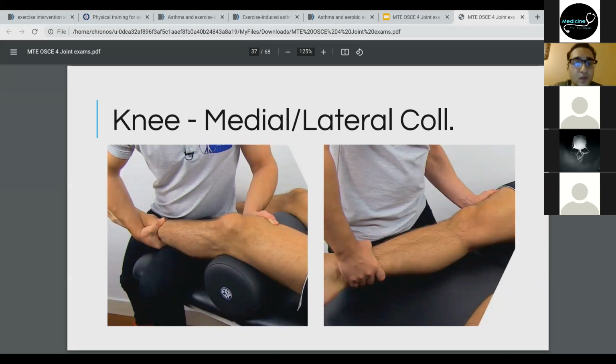You place one hand just above the joint, just above the patella, one hand firmly holding the lower part of the shin on the opposite side. So your hands are on opposite sides of the joint, and you apply just a very gentle pressure to try and cave that knee side to side. And it's a really good test that I still use today.